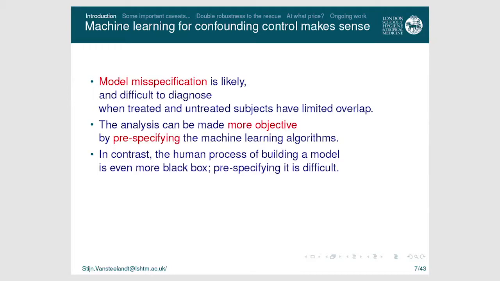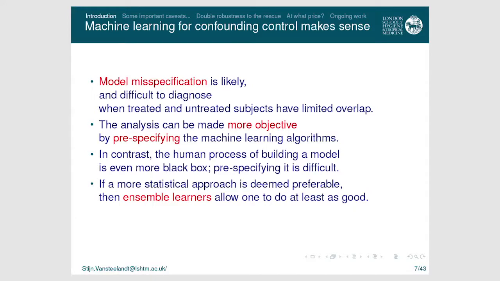Another reason why I think machine learning is quite attractive is because it's a fairly objective way of doing the data analysis. At least we could pre-specify, before we even see the data, what machine learning algorithm we are going to use. And maybe that would allow for a more fair strategy. In contrast, the usual process of building models involves a lot of ad hoc choices and would be hard to pre-specify in practice.